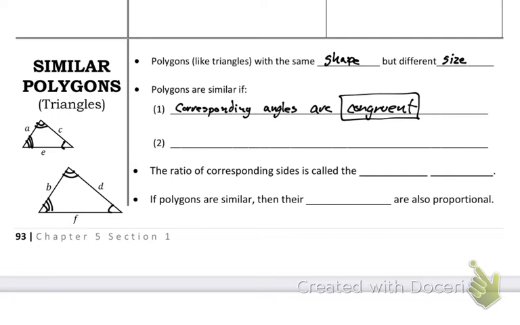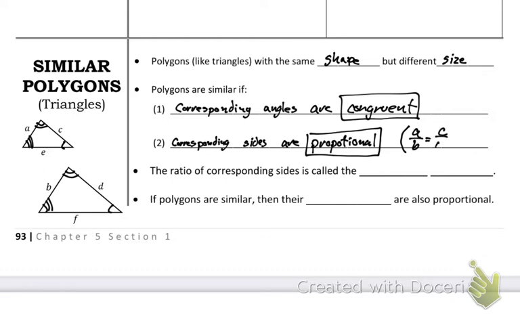Now, our corresponding angles are congruent. Our sides are not congruent. If they were congruent, they'd be congruent triangles. But they're going to be proportional. So corresponding sides are proportional. And what that means to you is we're going to create a long proportion statement.